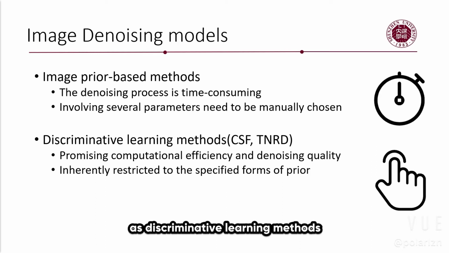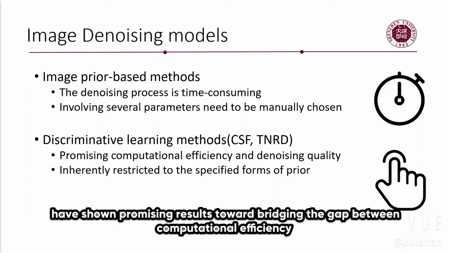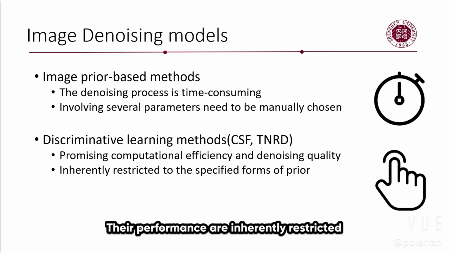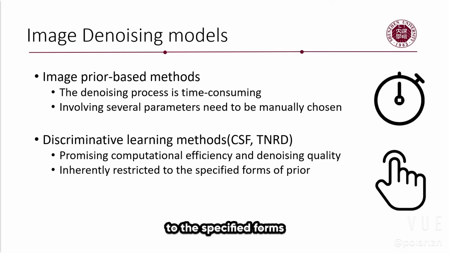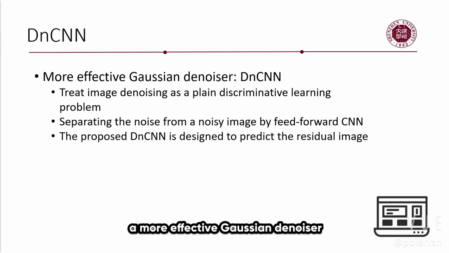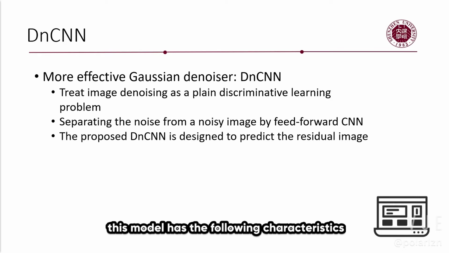As discriminative learning methods, CSF and TNRD have shown promising results toward bridging the gap between computational efficiency and denoising quality. Their performance is inherently restricted to the specified forms of prior. Therefore, instead of learning a discriminative model with an explicit image prior, we propose a more effective Gaussian denoiser, which we call DnCNN. This model has the following characteristics.